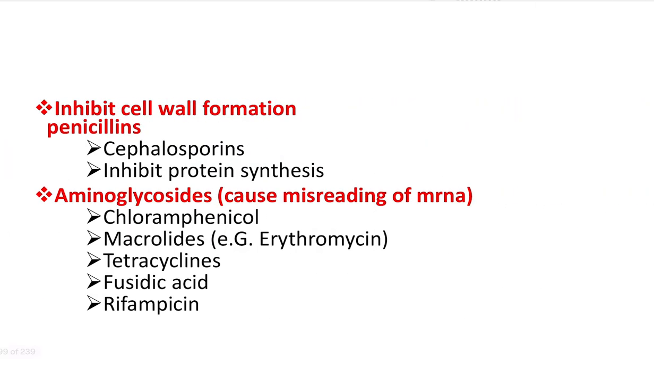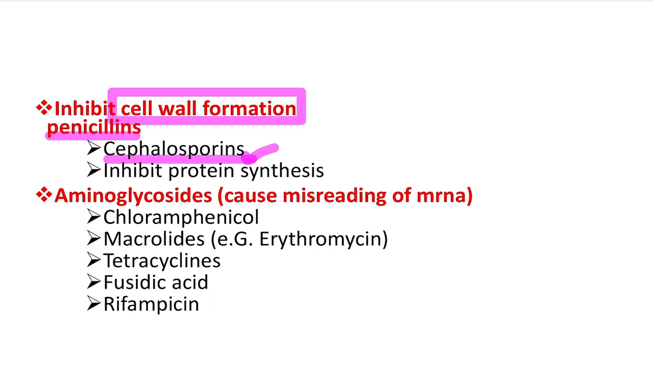Then here we can see another important one, which is cell wall formation inhibition. This is another important group of drugs, and here cephalosporin is the main drug. Also the penicillin. So penicillin and cephalosporin inhibit bacterial cell wall formation, ultimately leading to the death of the bacteria.